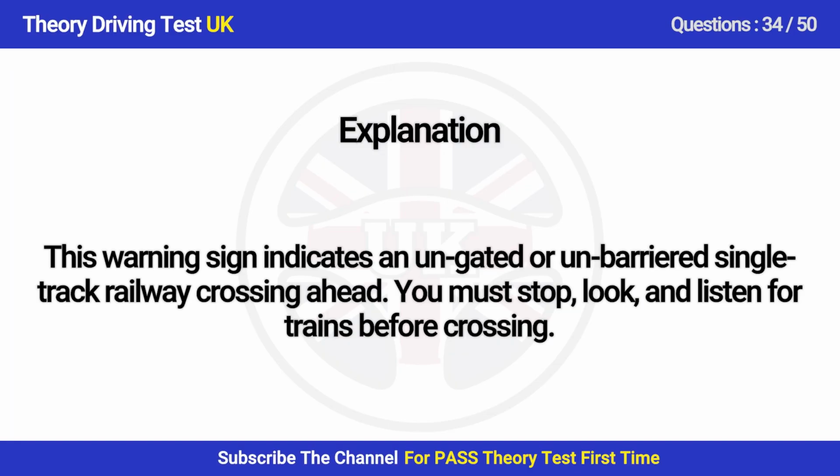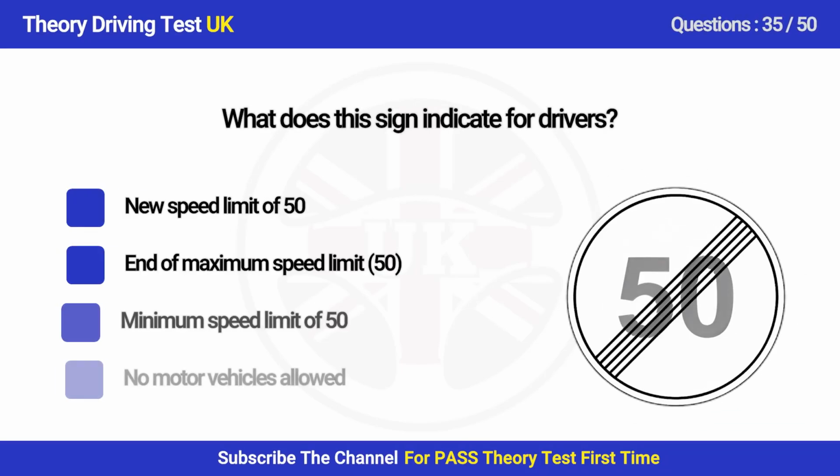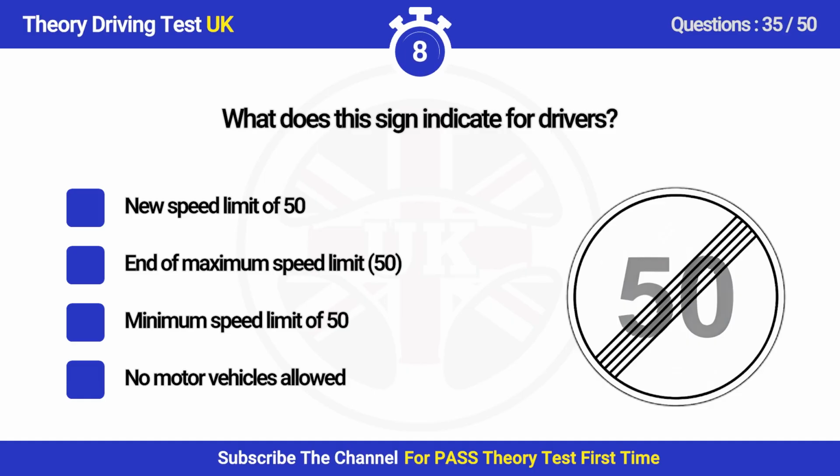Answer is B. Wild animals crossing or in road. This warning sign alerts drivers to the presence of wild animals that may cross or be present on the road. Drive with extra caution, especially at dawn and dusk. Question 38. What does this sign indicate about access?